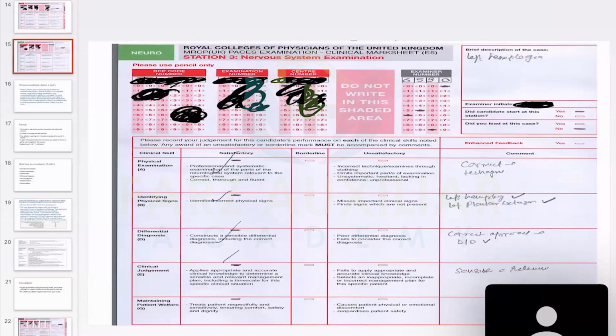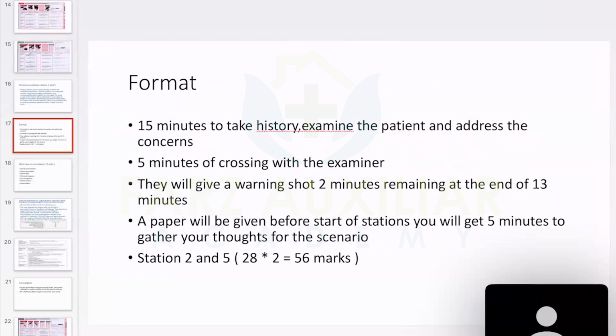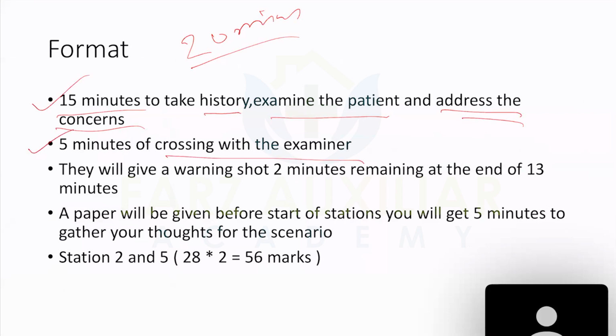Now let's discuss the clinical consultation stations 2 and 5, the long case. We told you about these things, that these are new, but in a new fashion actually. You need to be more vast. So how do they format these 2 stations? Look at this. There would be 20 minutes. How does the 20 minutes break down? 15 minutes to take the history, examine the patient, and address the concerns, and 5 minutes discussing with the examiner. They will give you a warning shot with 2 minutes remaining, at the end of 13 minutes. So at 13 minutes you will get the warning shot.